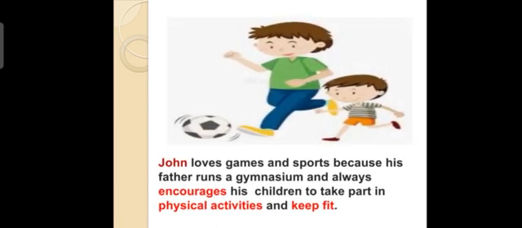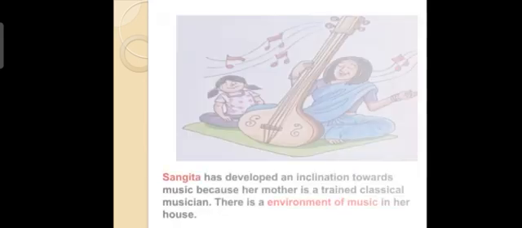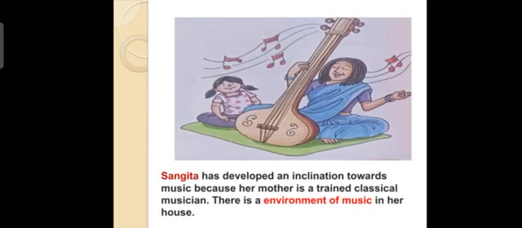Let us understand this difference with a few examples. In the picture you can see John is playing with his father. John loves games and sports because his father runs a gymnasium and always encourages his children to take part in physical activities and keep fit. In this slide, you can see Sangeeta is with her mother. Sangeeta's mother is a musician trained in classical music, so there is an environment of music in their house. That's why Sangeeta has developed an inclination towards music.